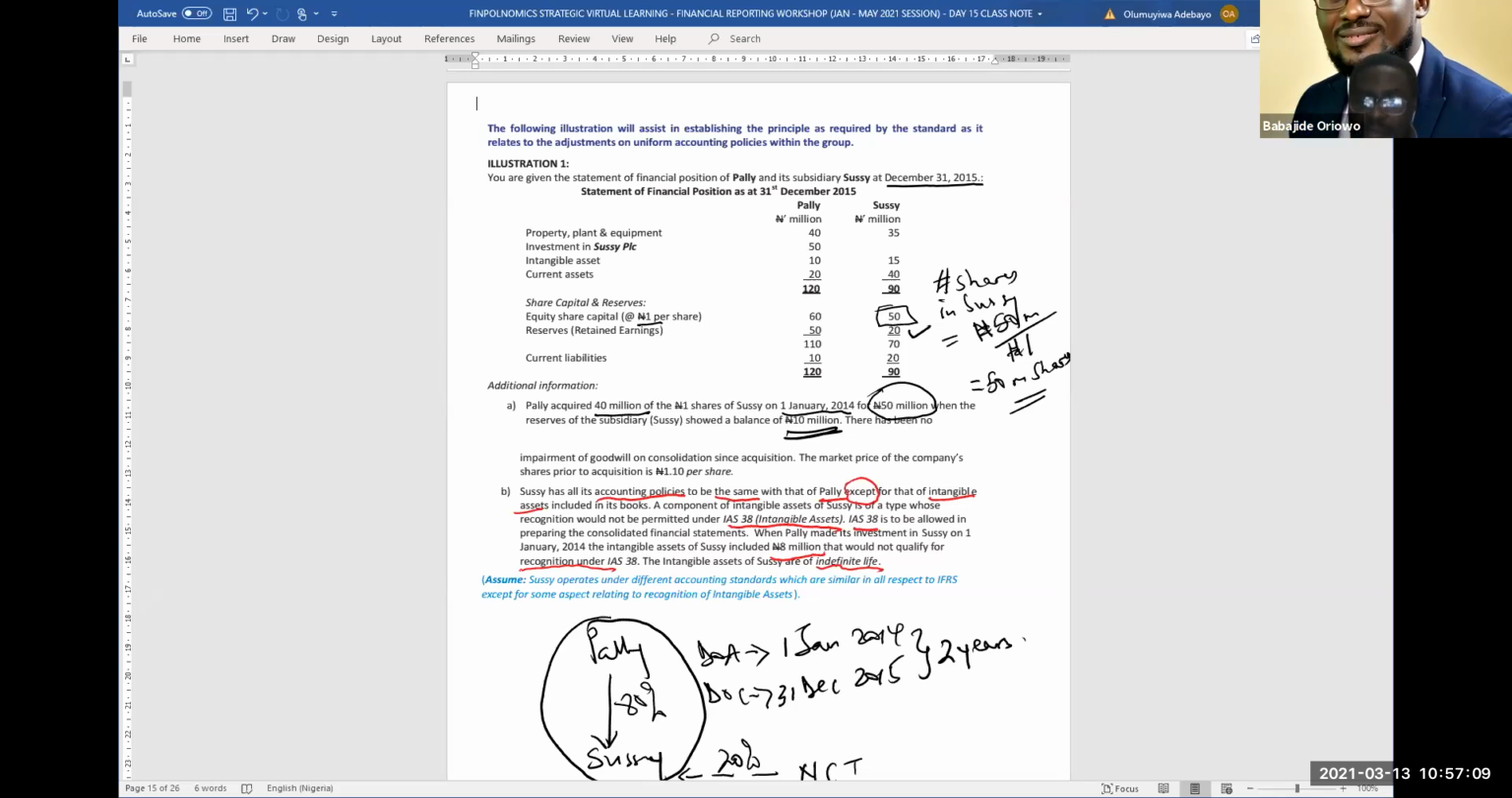For me, in addition to what Segun said, from the question we could see that there is 15 million intangible assets for SUSI, meaning that 7 million is... sorry, I'm trying to look for the question. My screen... the question is on the screen. Yeah, my listing is... okay. Sorry, a minute.